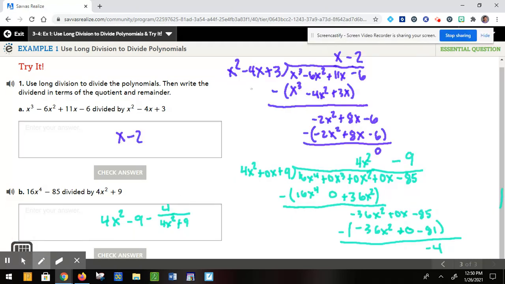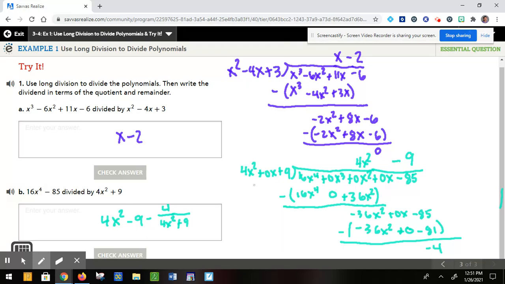All right, part A. You start with x cubed divided by x squared, and you get x. And then x times x squared is x cubed. X times negative 4x is negative 4x squared. X times 3 is 3x. Then you subtract. And what you're left with is negative 2x squared plus 8x. Bring down the negative 6. Negative 2x squared divided by x squared is negative 2. So then negative 2 times x squared is negative 2x squared. Negative 2 times negative 4x is 8x. Negative 2 times 3 is negative 6. When you subtract, you end up with 0. So the quotient is x minus 2.